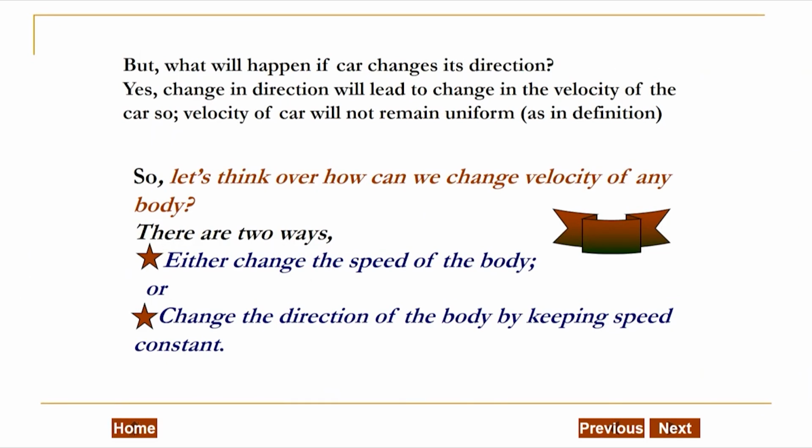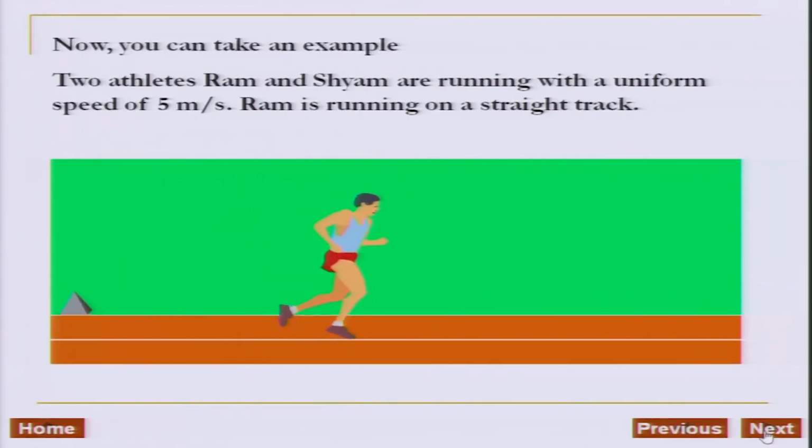But what will happen if car changes its direction? Yes, change in direction will lead to a change in the velocity of the car. So, velocity of car will not remain uniform as given in the definition. So, let us think over how can we change velocity of a body. There are two ways. One is you change the speed of the body or change the direction of the body by keeping speed constant. Next, now you can take an example.